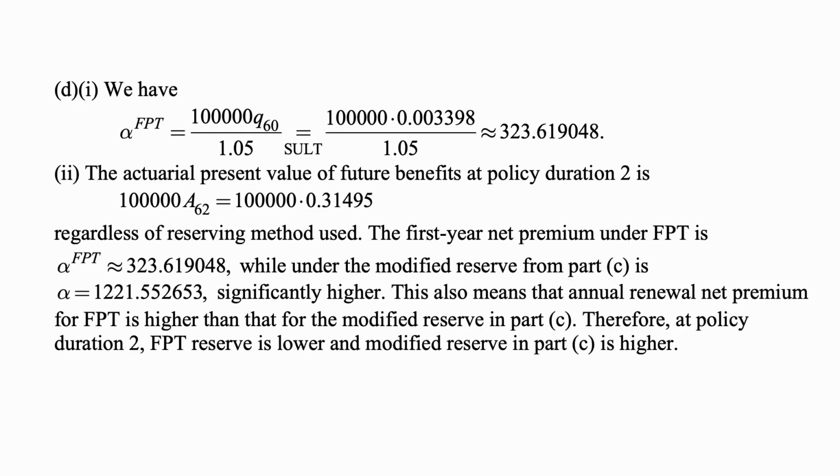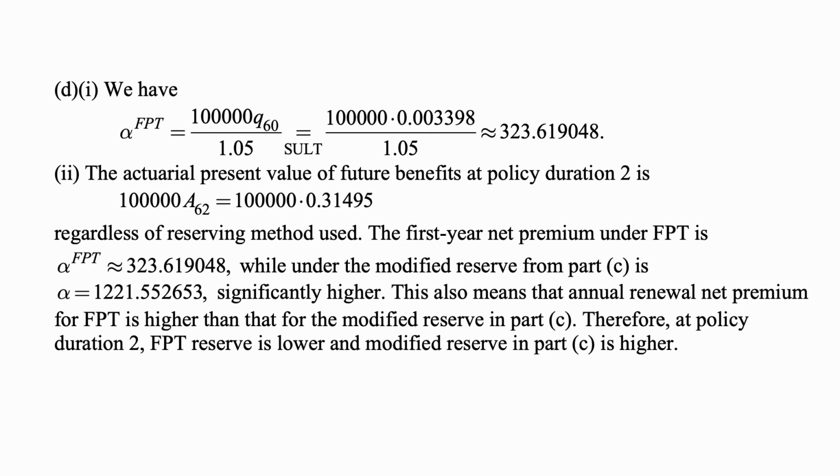For Part D, we have alpha for preliminary term and pays. That's the premium that pays for 1 year term coverage. That's 100,000 Q60 over 1.05, and Q60 is in the table, SULT table. We plug it in, and we get approximately 323.619048.